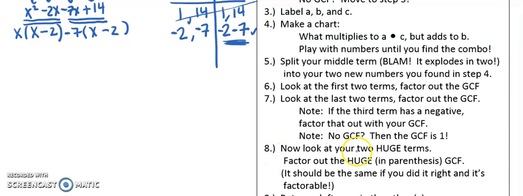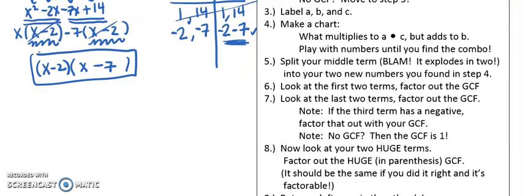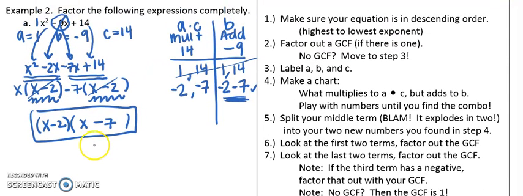Step 8. Now look at your two huge terms. These are the ones in the parentheses right here. Factor out those two huge terms. It should be the same if you did it right and it's factorable. So notice here this huge term of x minus 2 and x minus 2. We're factoring it out of there. So imagine you're taking your hands, you're ripping it out of there. It's gone. So if this is now factored out and gone, what's left over from left to right is x minus 7. You have now totally factored that problem. Remember when we used to multiply these together and get like this? Now you're going backwards. They're giving you the multiplied out thing, and you're coming up with the factored one.